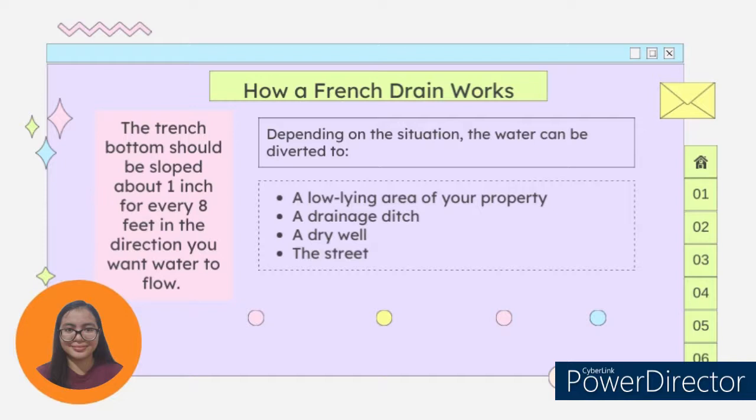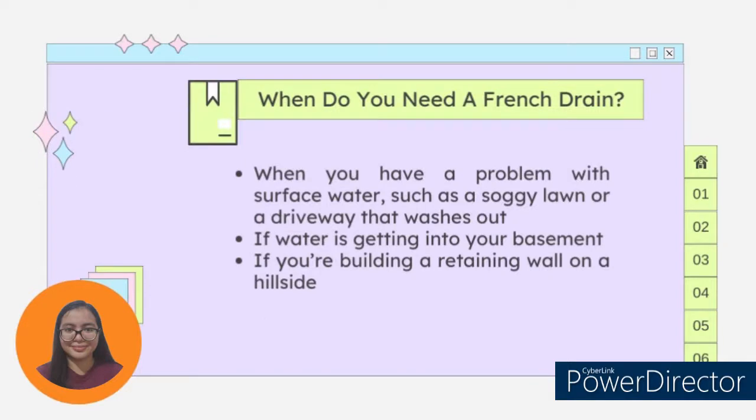The trench bottom should be sloped about 1 inch for every 8 feet in the direction you want water to flow. Depending on the situation, the water can be diverted to a low-lying area of your property, a drainage ditch, a dry well, or to the streets.